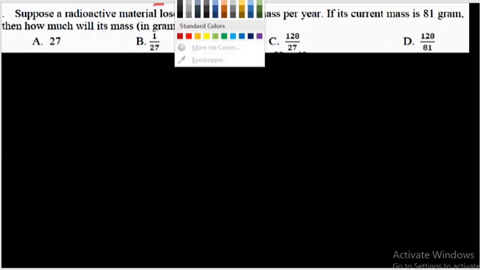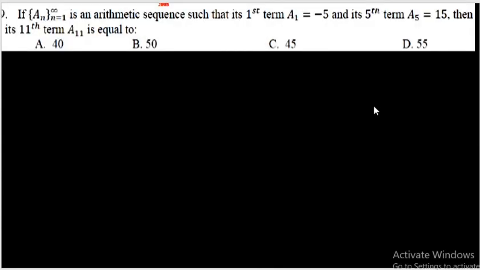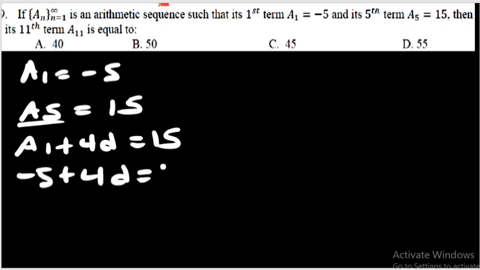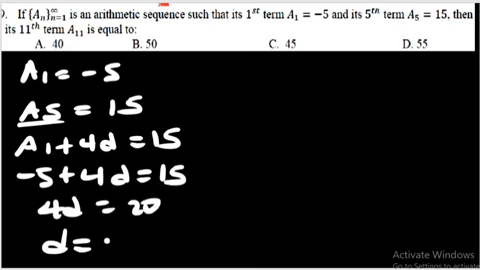What's next? Okay, given A1 and its 5th term A5, the 11th term is equal to what? What is given? A1 is equal to negative 5, and A5 is given as 15. But what does A5 mean? A1 plus 4D, that is 15, but A1 is negative 5, so negative 5 plus 4D is equal to 15. If you shift it, 4D is equal to 20, so D is equal to 5.